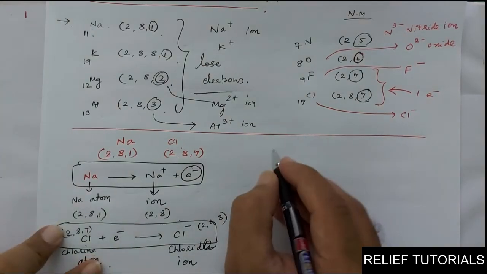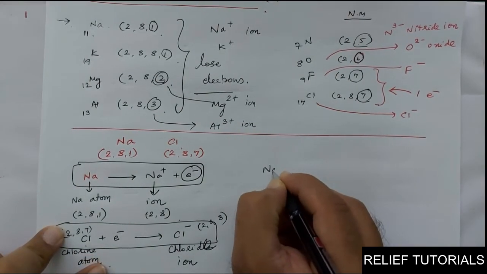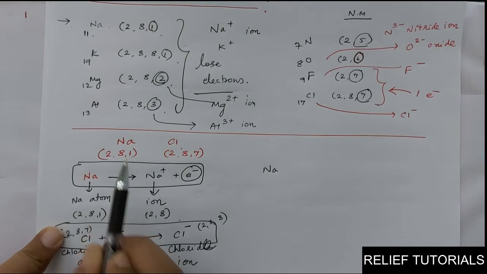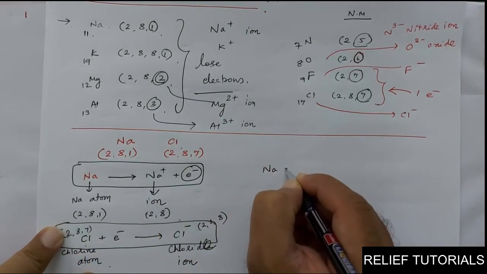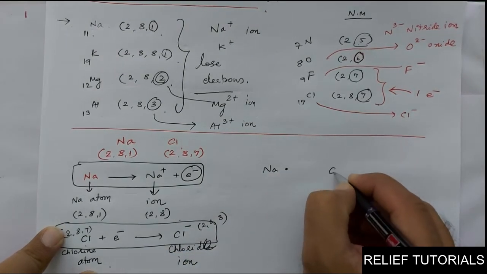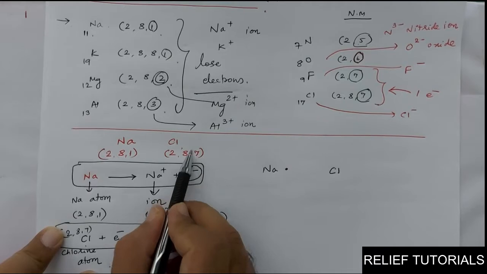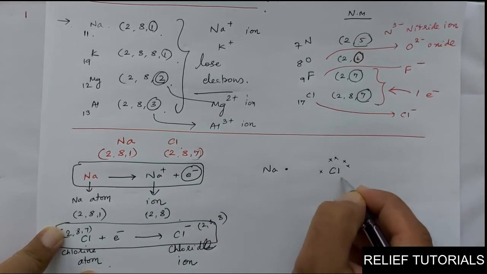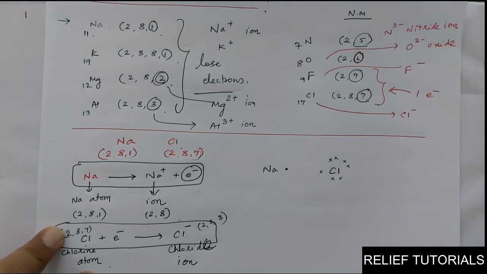Okay, if I draw the structure, consider this is sodium. If I represent only the outermost orbit electron, how many are there? 1. So consider this is the atom of sodium. This is the electron of sodium from the outermost orbit. Chlorine has how many electrons in the outermost orbit? 7. So 1, 2, 3, 4, 5, 6 and 7.